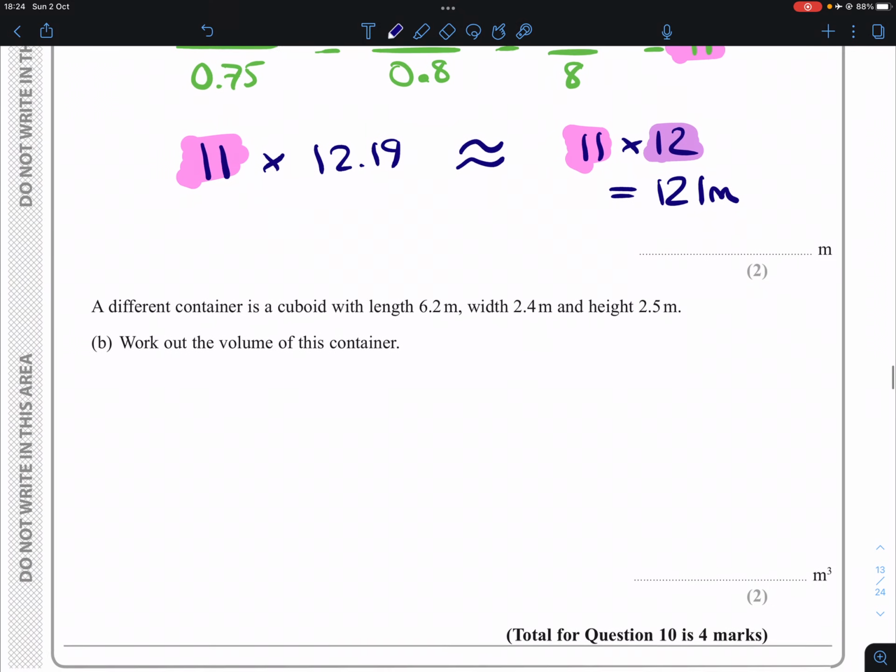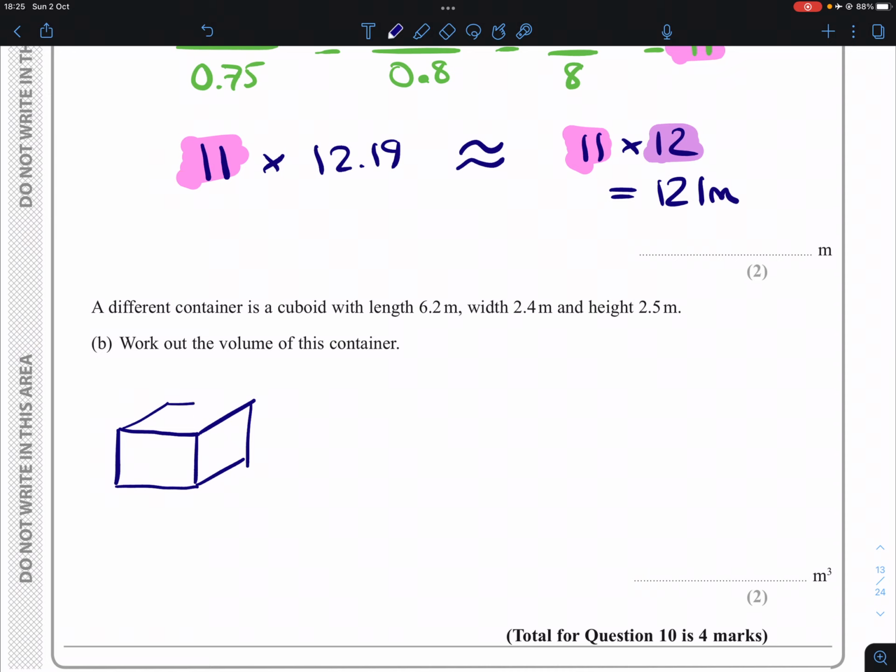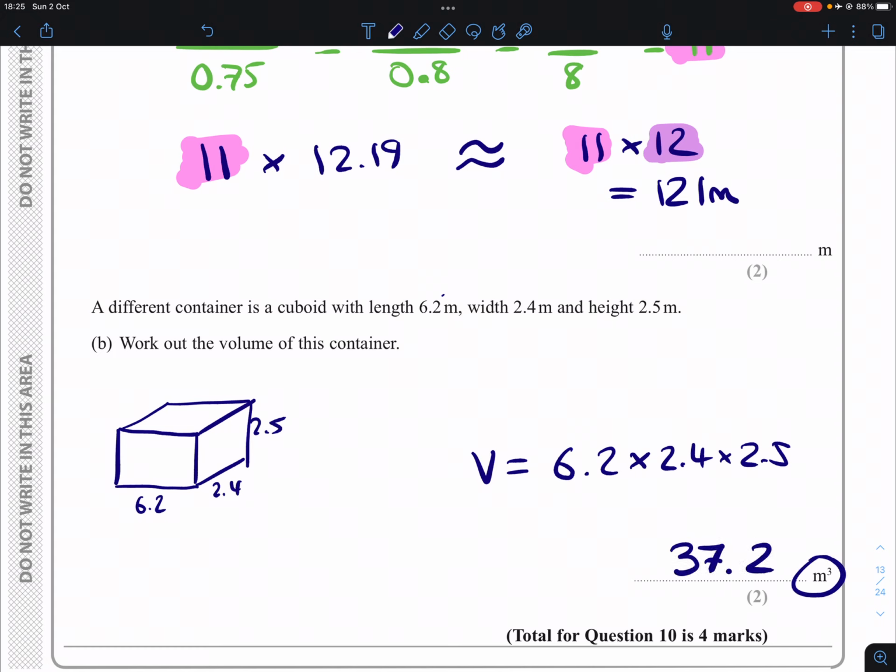Next part. A different container is a cuboid with a length of 6.2, width of 2.4, and height of 2.5. So a cuboid, formula for the volume of that, which is what the question is asking, is length times width times height. So because all of these are the same measurement, they're all measured in meters, I can go ahead and just set them up by multiplying them all together. And if I do that, my answer is 37.2 meters cubed, although it's already been written there for us, and we are done.